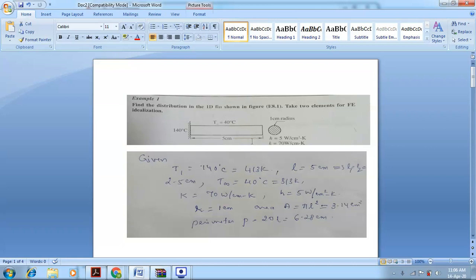So here this pin has to be considered as two elements. So what are the things given here? We have T1 given, because two elements, so I have to write the FEM model for this. T1 is 140 degrees, so that is 413 Kelvin.